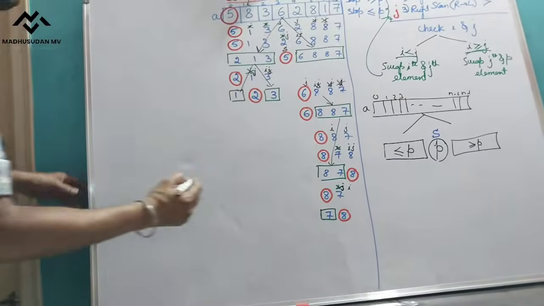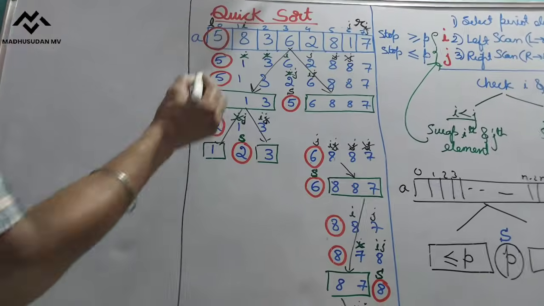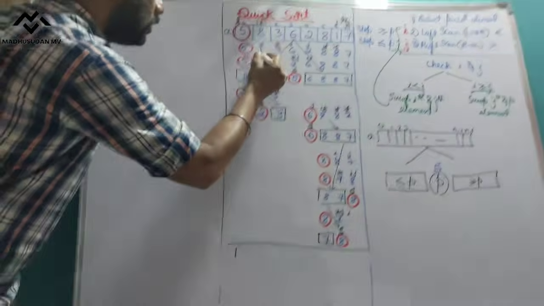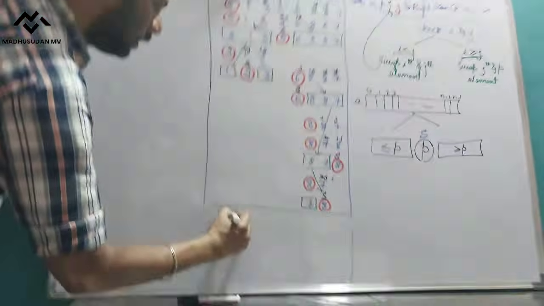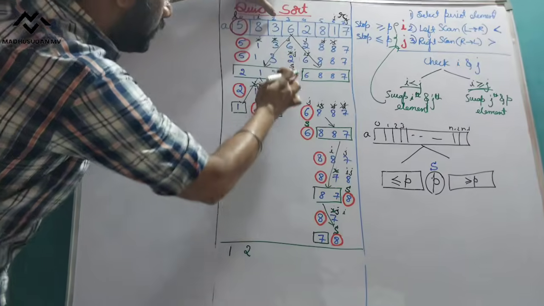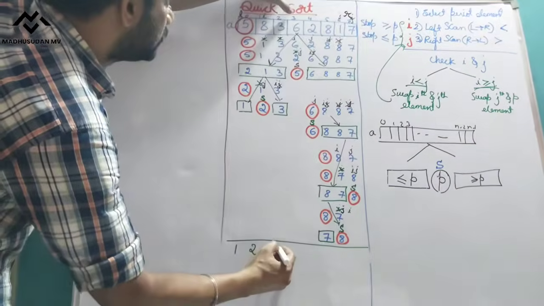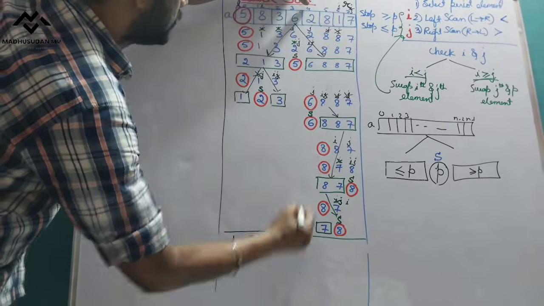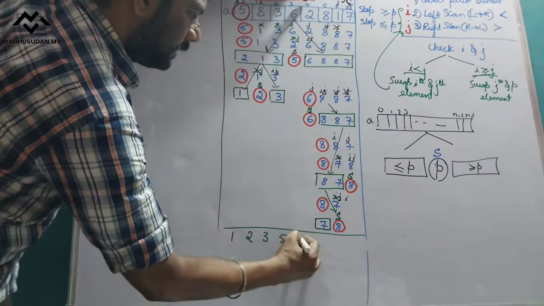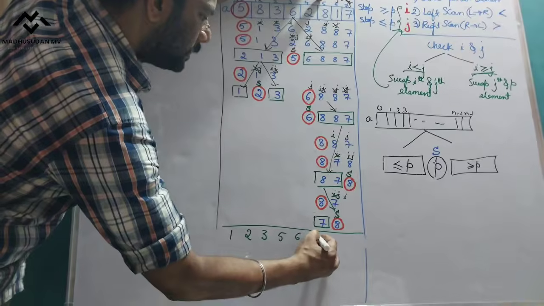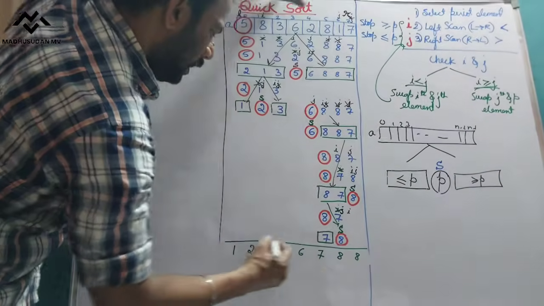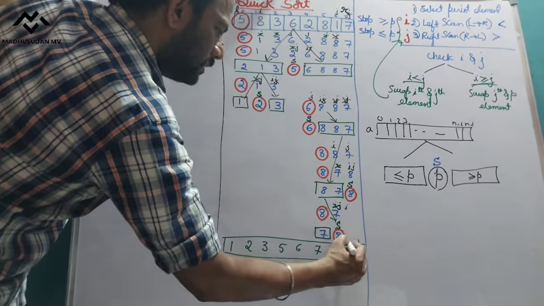Now if you observe, finally at position 0 what are we having? Finally we are having 1. At position 1 we are having 2. At position 2 we are finally having 3. At position 3 we are having 5. At position 4 we are finally having 6. At position 5, 7, at position 6, 8, and at position 7, 8. So thus the elements are sorted.